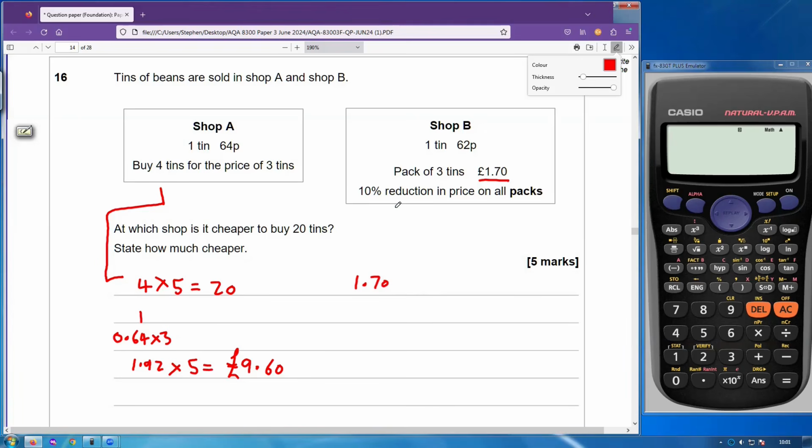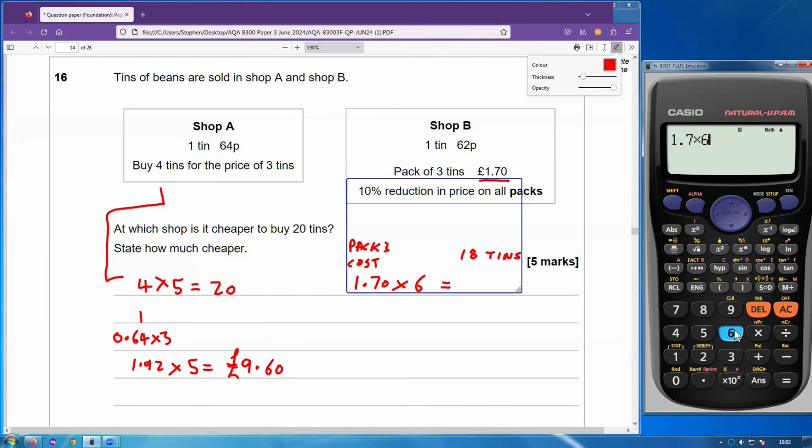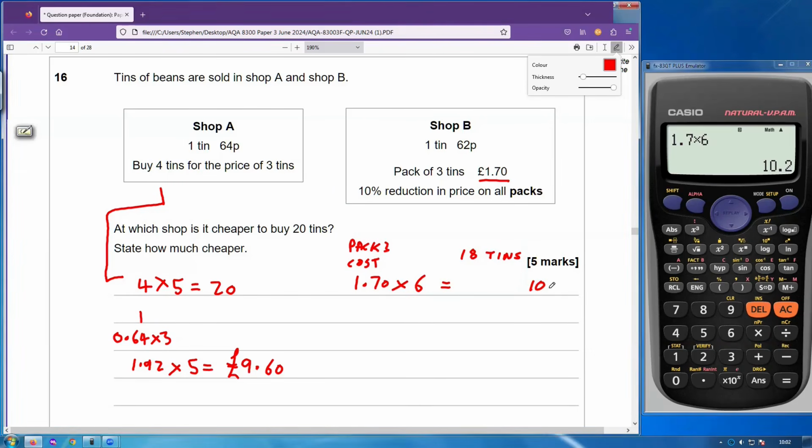And 3 goes into 20. We've got to get 20 tins at 6 times. So that's going to get us 3 6s are 18. That's going to buy us 18 tins. Put that there, 18 tins. Pack of 3 cost. There. And that gives us £10.20.